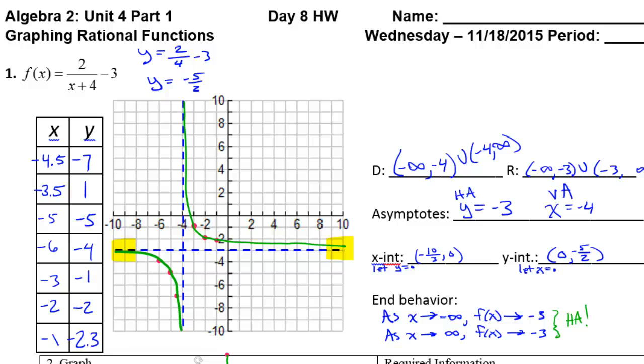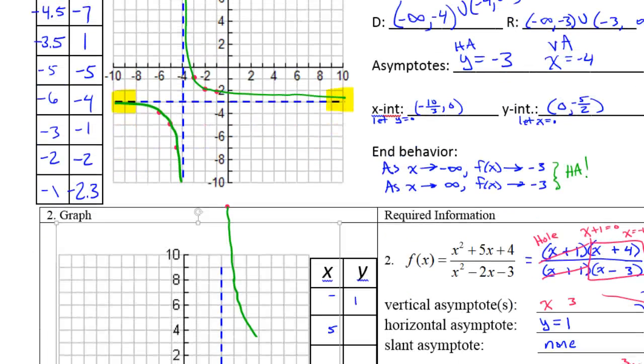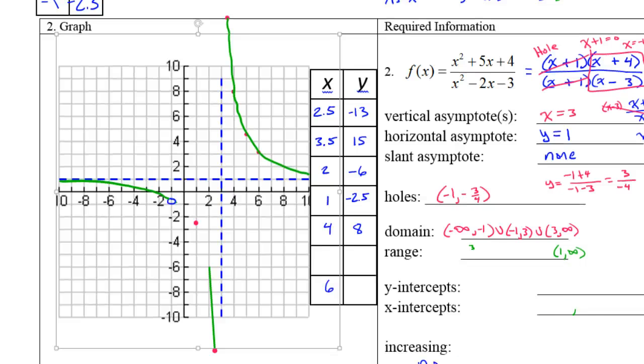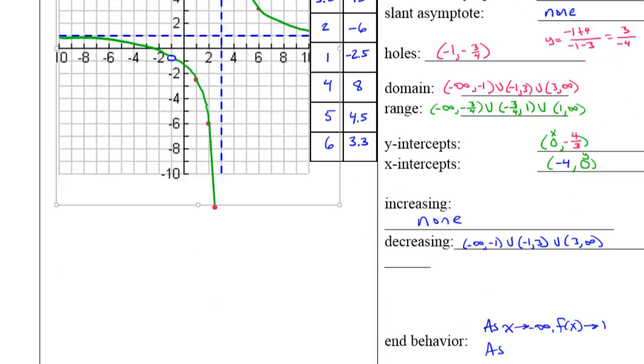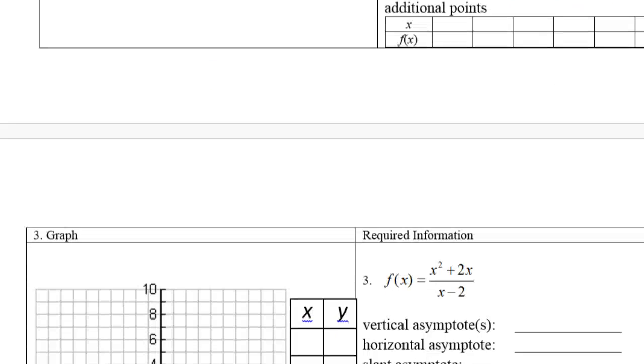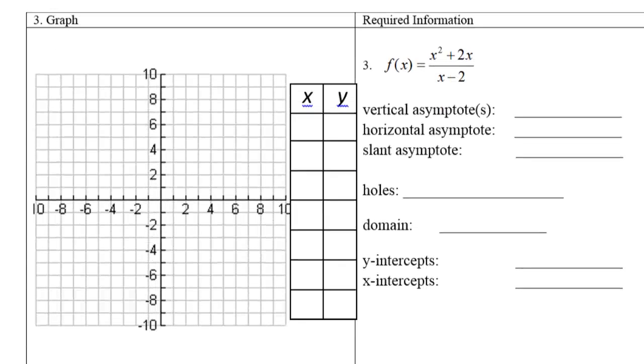In this video, we are graphing rational functions. In a previous video, we did number 1. In a previous video, we also did number 2. But in this video, we're going to do number 3. But you did not see that coming.